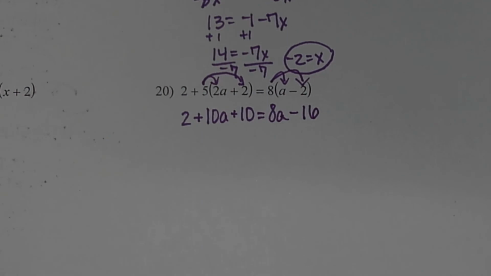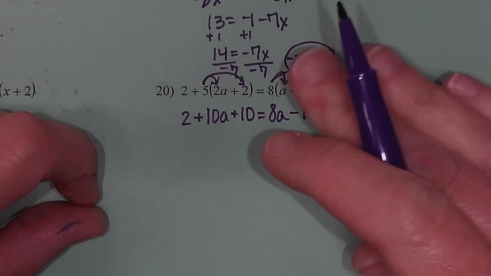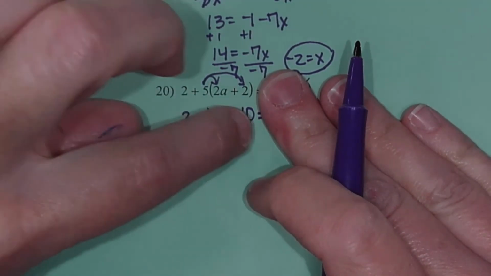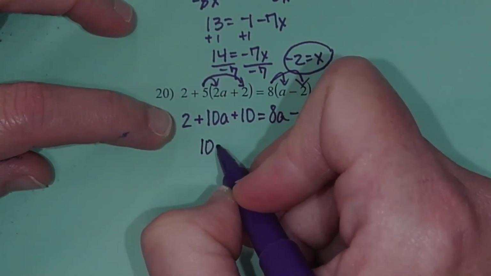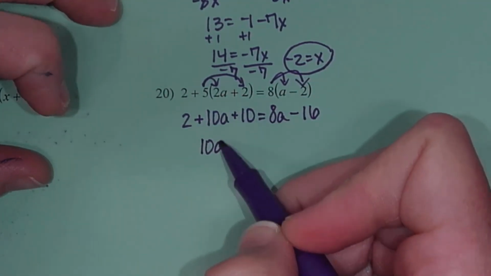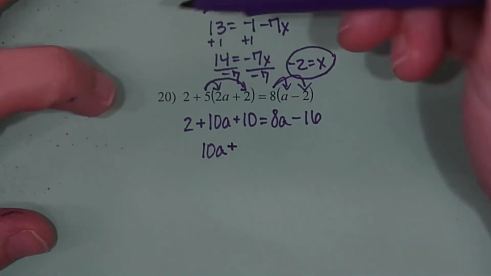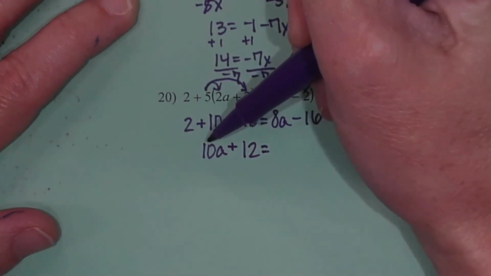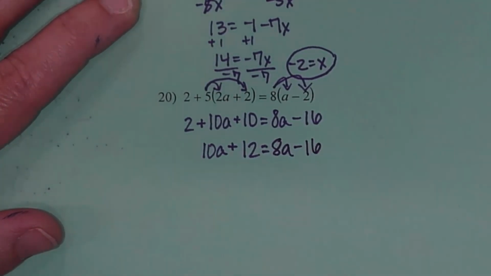Okay, we're well on our way. Are there any like terms to combine? I see a couple. So over here on this side, we've got a couple constants. We have 2 and 10. Those are just regular old numbers. There's no variables with them. I chose to bring down the 10a first. I don't know why I did that, but you're welcome to write the 12 first if you'd rather. But 2 plus 10 is 12. So you should have a 10a and a 12 over here. And over here, you just got to bring down your 8a and your minus 16.